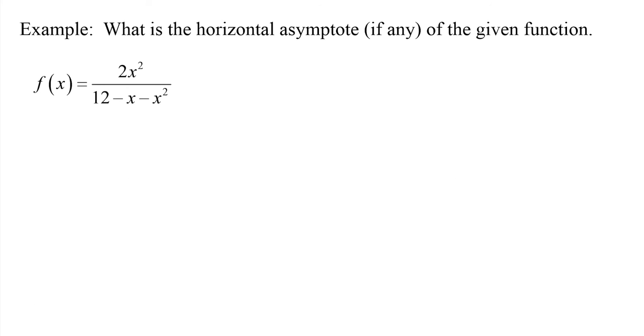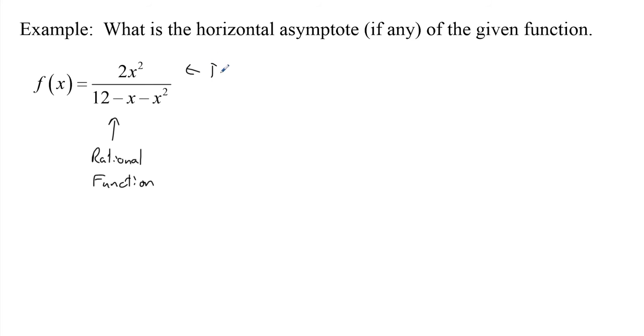But just as a quick demonstration, it says, what is the horizontal asymptote of the given function? Now this thing is a rational function. And just to review the vocabulary, a rational function is a function that is the quotient of two polynomials. So this is a polynomial expression and this is a polynomial expression, and we're making a fraction out of those two polynomials.